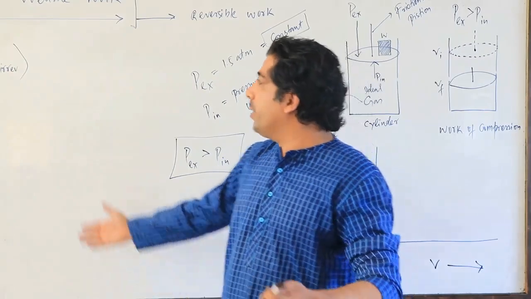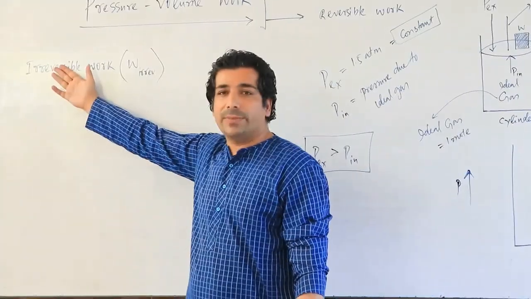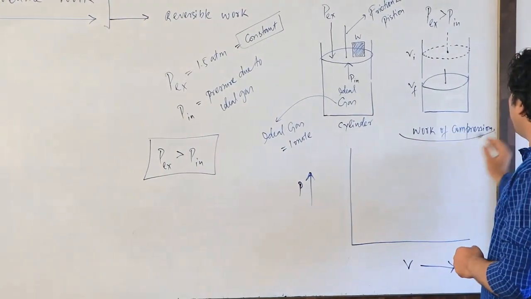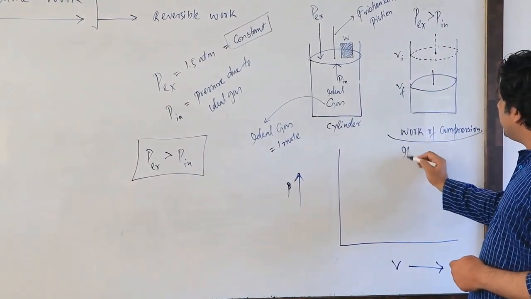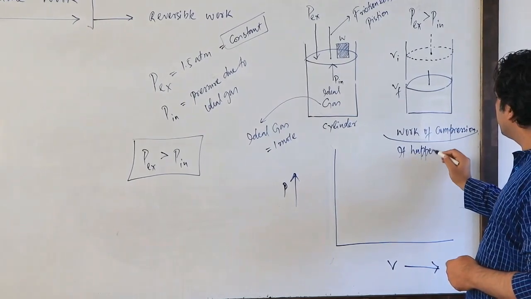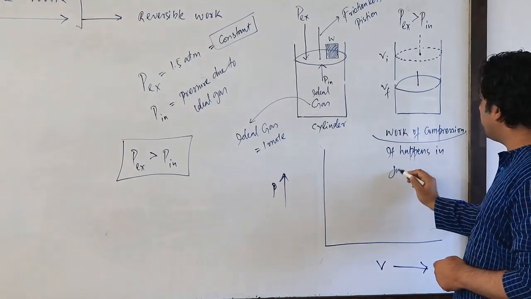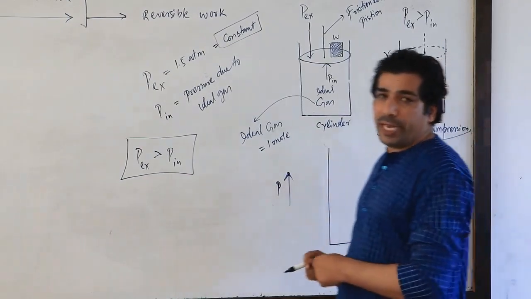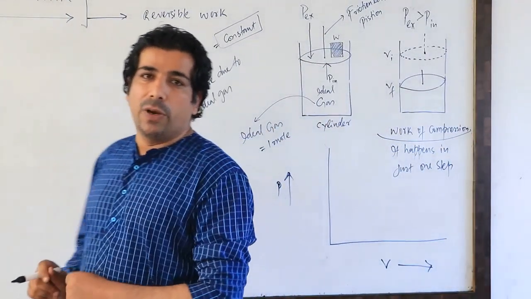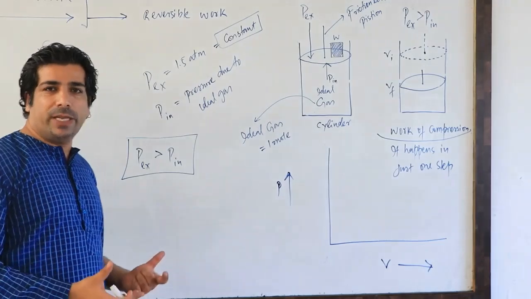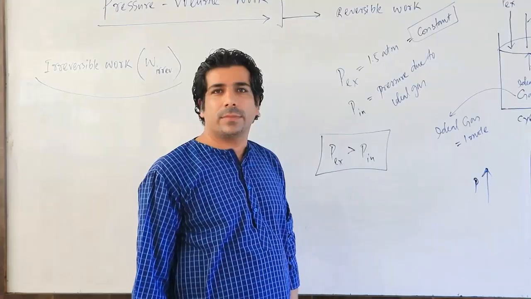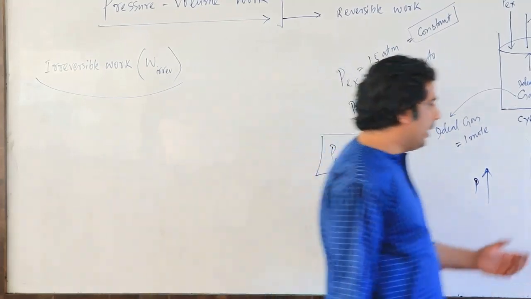So the work will become what? Come on, irreversible work, man. So work of compression happens in just one step. When work of compression happens just in one step, and the change will be a little large, this change cannot be reversed. So dear friends, let's have a look.